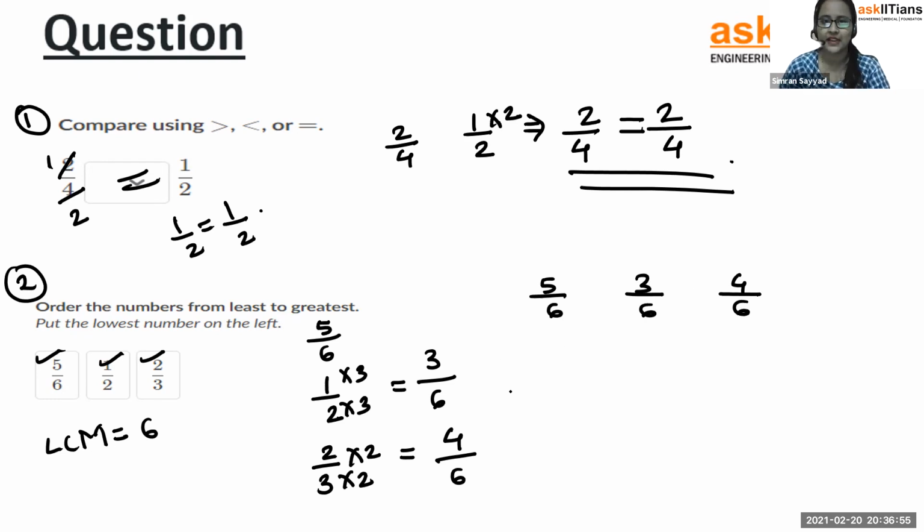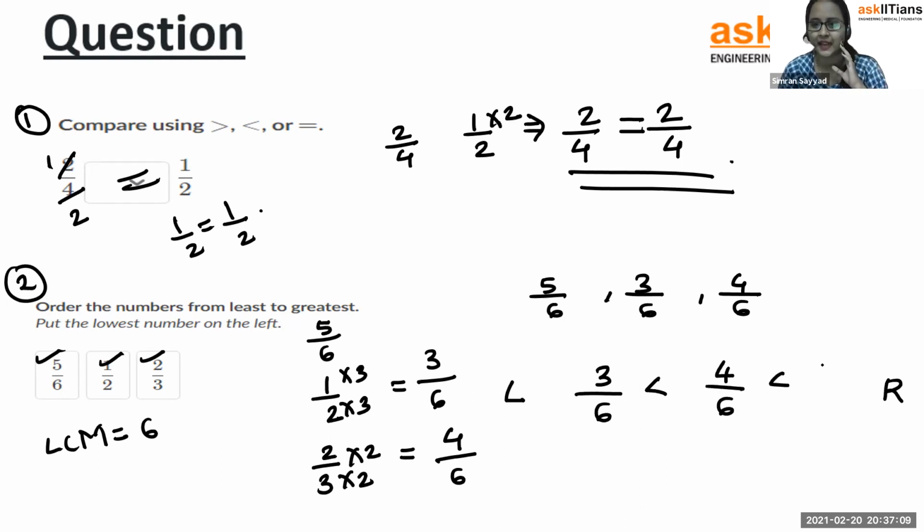They have said you have to arrange it from the left side to the right side, from the least to the greatest. So which is the least one amongst the students? Yes, 3 by 6. Then comes 4 by 6, exactly. And then comes 5 by 6. Very good.